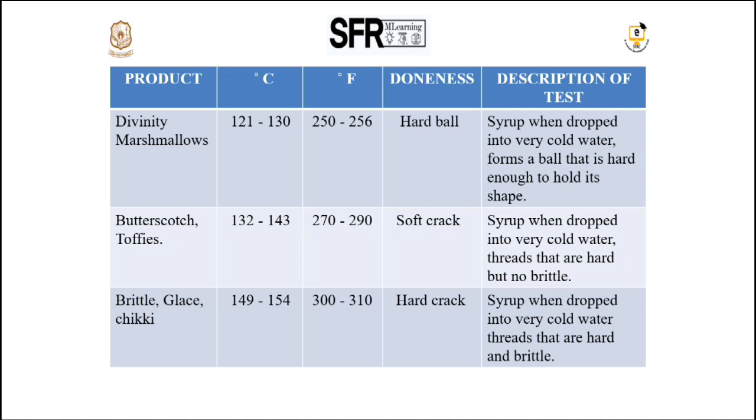And the last one is the hard crack stage, which is 149 to 154 degrees Celsius, used for chikkis and brittle-like products. When we drop it into cold water, it has a thread-like form, it's hard, and we can easily crack it. So these are the stages of sugar cookery.